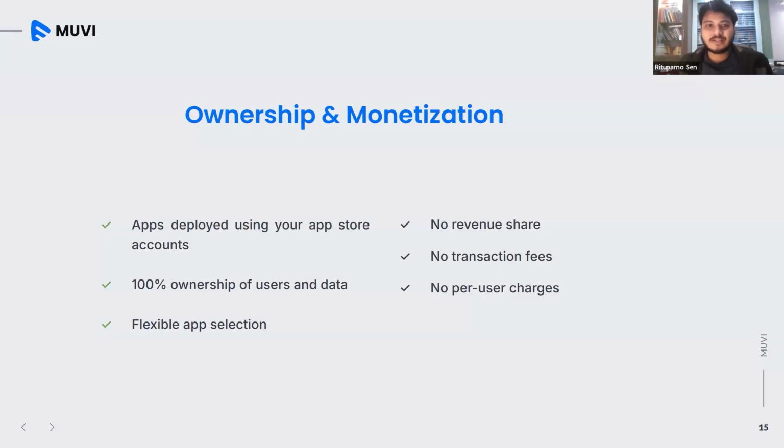So last but never the least, we have the ownership and monetization. So the apps are going to get deployed using your own App Store accounts. This is not to be confused with the Muvi Onyx. Muvi Onyx is defined from Muvi end for all the app stores that we are going to support. This is basically going to give you a trial of how things are going to happen in the TV app. Once the TV app for your own user set or your own domain is published and deployed, it's 100% deployed from your own App Store accounts.